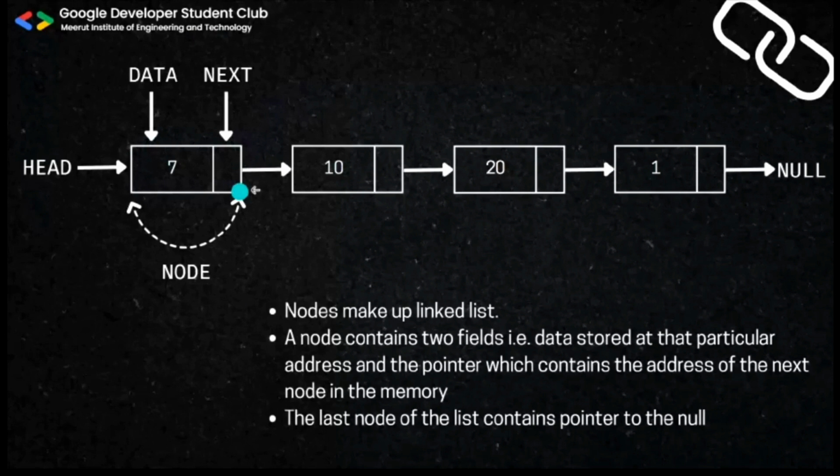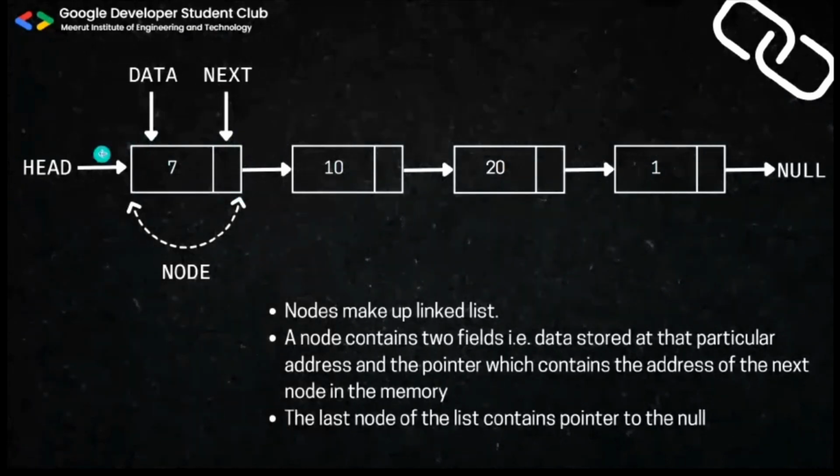The first node is pointed to by a pointer. We usually name it head. And the last node consists of the data field, whatever you want, and the next field, inside the next field, it contains null. What it means is that this node does not point to any other node. This is the end of the linked list.